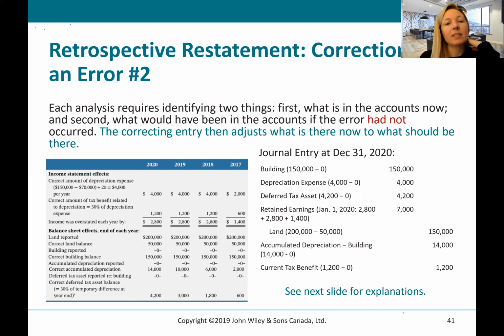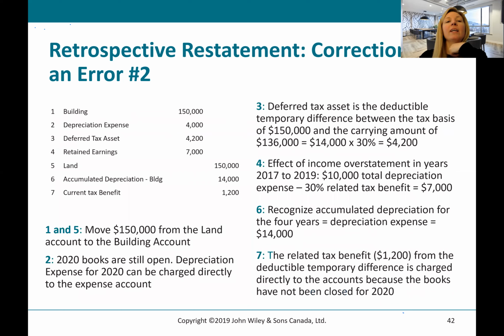So the depreciation expense each year is 4,000. So you can see how we got the current year's depreciation, which is what the depreciation expense is, and then the accumulated depreciation, which is 2019 to 2017. You can see that there's the tax benefit there that we need to decrease the 1,200. And you can see at the very bottom, there's the 4,200 of the deferred tax asset. So let's take a look at the explanation for these entries. So the first one, we move the 150,000 from the land to the building account. Makes perfect sense. 2, the 2020 books are still open. Depreciation expense for 2020 can be charged directly to the expense account, which makes sense. That's why we hit depreciation expense.